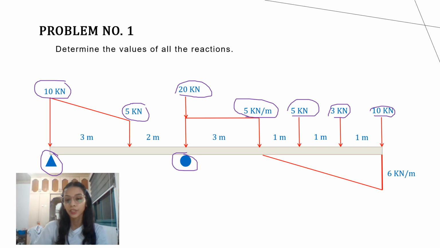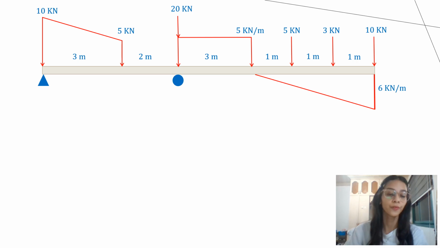We also have a triangle below with an area load of 6 kN per m. And here are the distances of the beam, which are 3 m, 2 m, 3 m, 1 m, 1 m, and 1 m. So to solve for our beam, we must first get all the reactions and assume that the hinge is RA and the roller is RB.